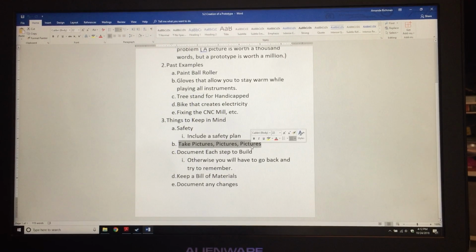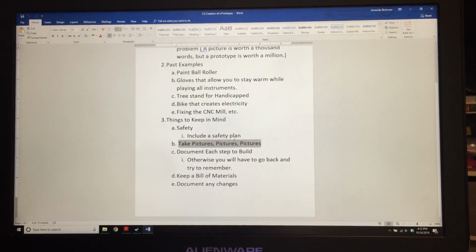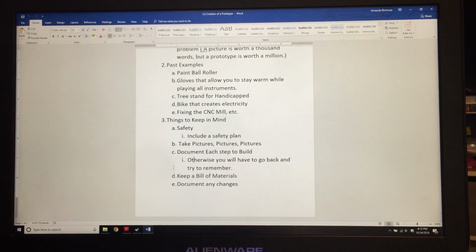Next, take pictures, more pictures, and more pictures. The more pictures you have as you build this, the easier it will be to document. That brings us to the last one: document each step of your build. You need to create an instruction manual, basically, that you would provide a manufacturer: this is how it needs to be built. If you can't do that, you didn't document enough. Next, make sure you keep your bill of materials. And lastly, document any changes that you make.